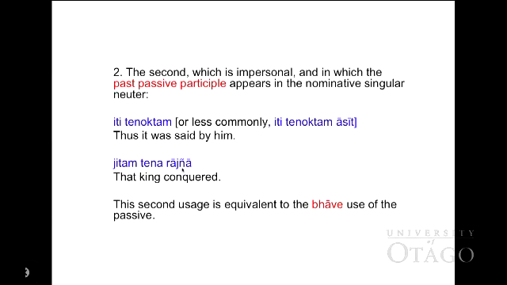Jitam tena rājñā. Jitam comes from jayati, win, conquer. It is a PPP. So tena rājñā, instrumental, singular, masculine. So it was conquered by the king, or that king conquered. This second usage is equivalent to the Bhāve construction. Have you memorized the Bhāve construction?